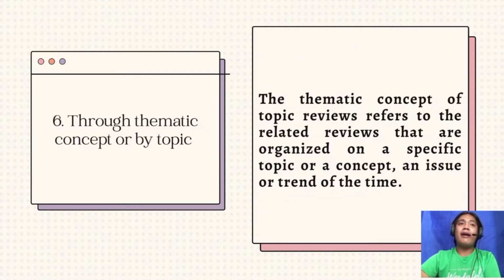Next, you have through thematic concept or by topic. So what does it mean? The thematic concept or topic review refers to related reviews that are organized on a specific topic or concept, an issue or trend of the time. It is different from chronological and by publication because it focuses on concept or topic rather than the time and year of publication. Mainly it tells us about a concept or topic related to a certain issue or trend of the time. It does not concern the time of publication, or when it was published.